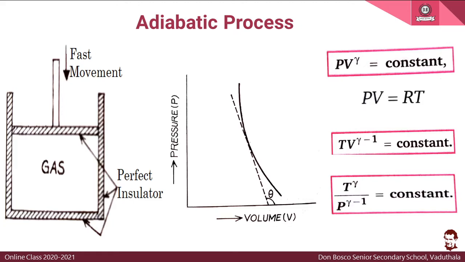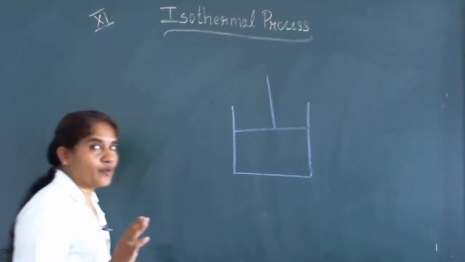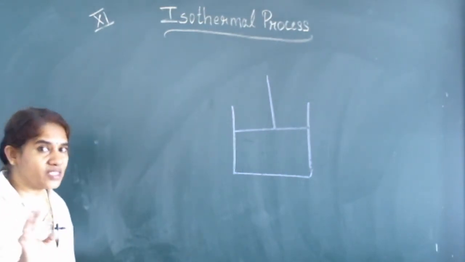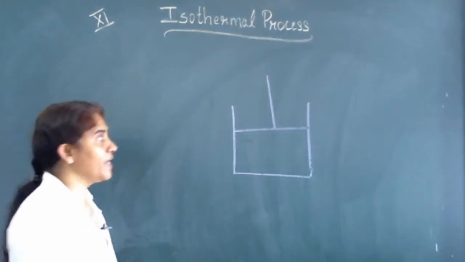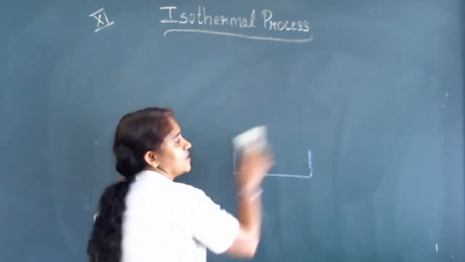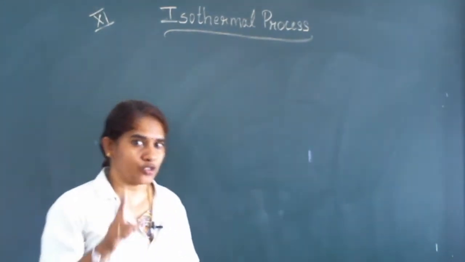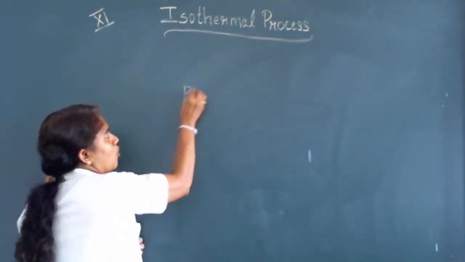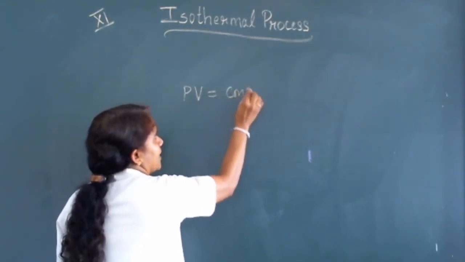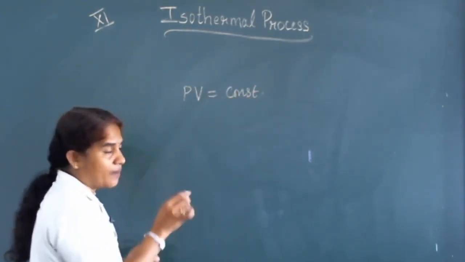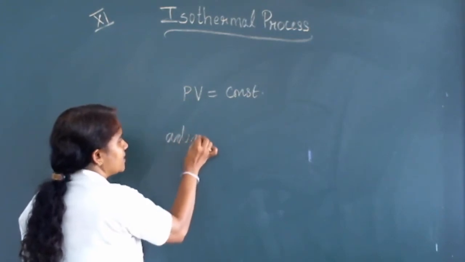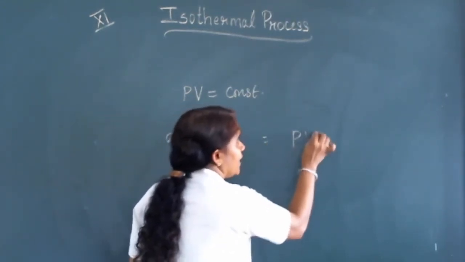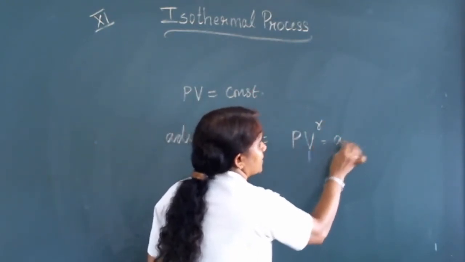So, adiabatic process means temperature is varying. Isothermal means temperature is maintained same. Equations as well as PV diagrams are important. Isothermal means Boyle's law, PV equal to constant. Adiabatic means, since the temperature is changing, PV raised to gamma is a constant.